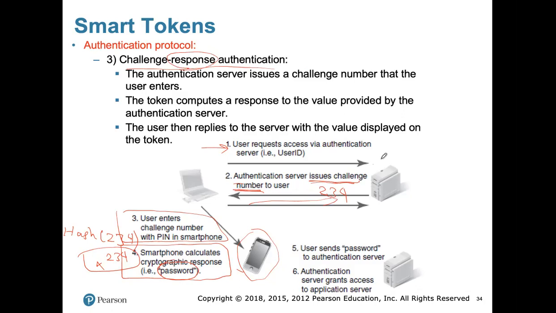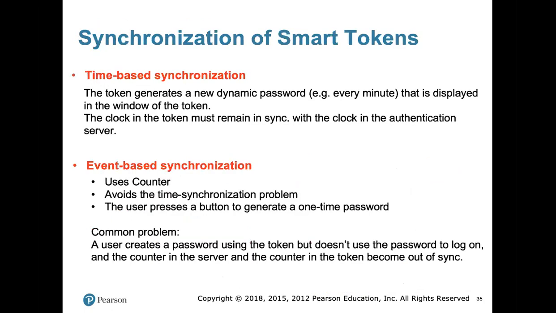And once the response is received, the server checks that. For example, the server is also waiting for, let's say, 3 to the power of 234 or hash of 234. If they match, it means that this token is a valid token and it was registered before, so the user will get access and will pass through to the requested services. So this is called authentication through challenge response in smart tokens.